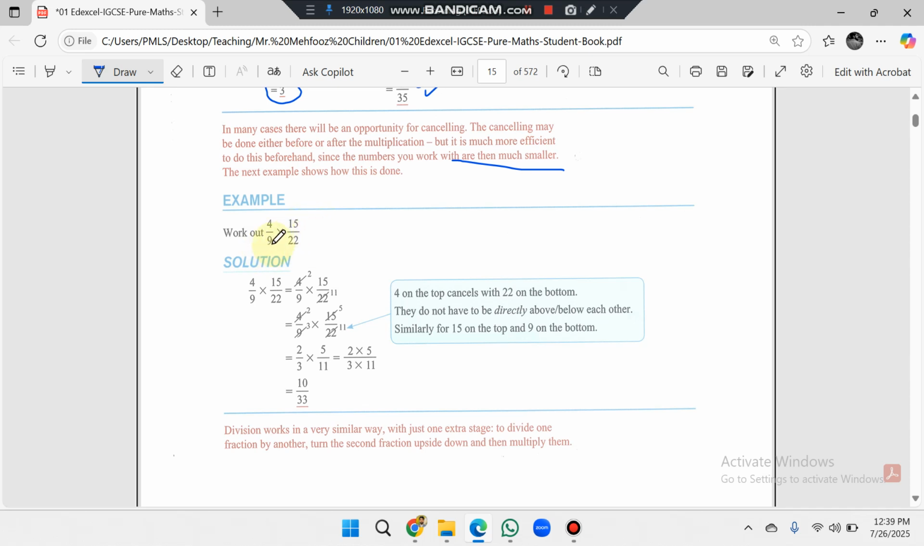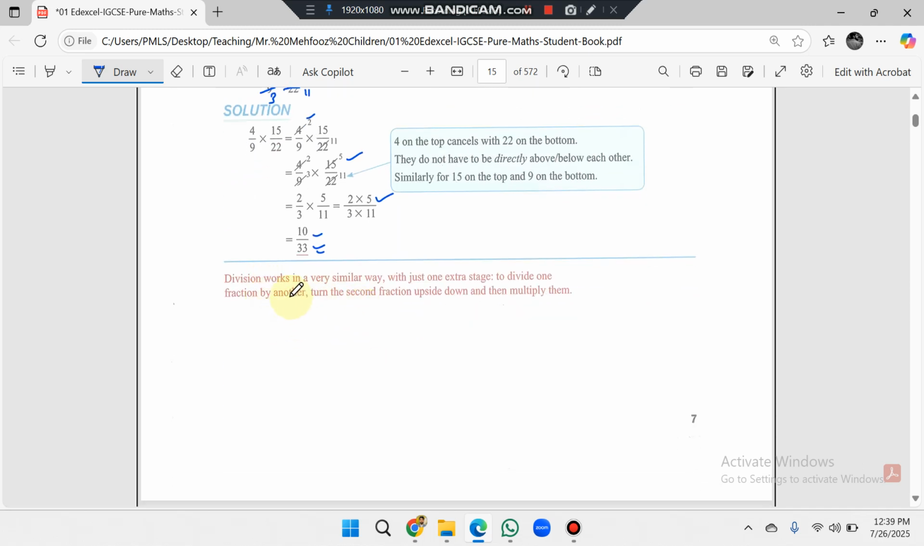So you can see that here the cancellation can be done. 3 ones are 3, 3 threes are 9, and 3 fives are 15, right? Also 2 twos are 4 and 2 11s are 22. So you can see that 2 multiply by 5 becomes 10, and 3 multiply by 11 becomes 33. Now this fraction is in the simplified form, so this is your solution.